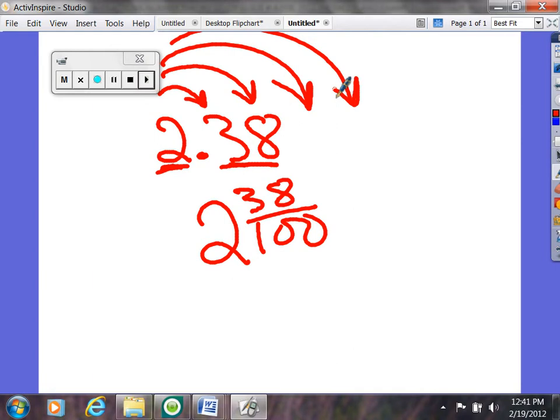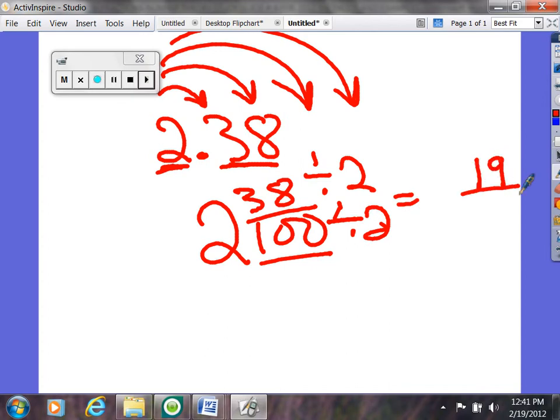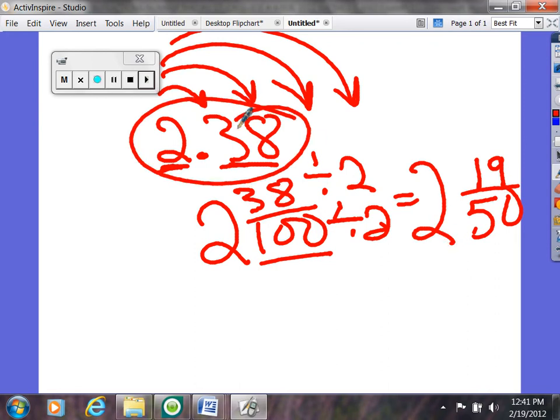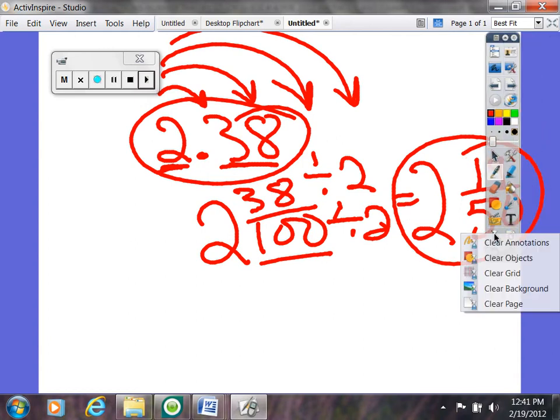Now what I need to do is simplify this if possible. Once again, I'm going to divide by 2 because they're both even numbers. 38 divided by 2 is 19. 100 divided by 2 is 50. So 2 and 38 hundredths in decimal form is 2 and 19/50 in fraction form, or as a mixed number.